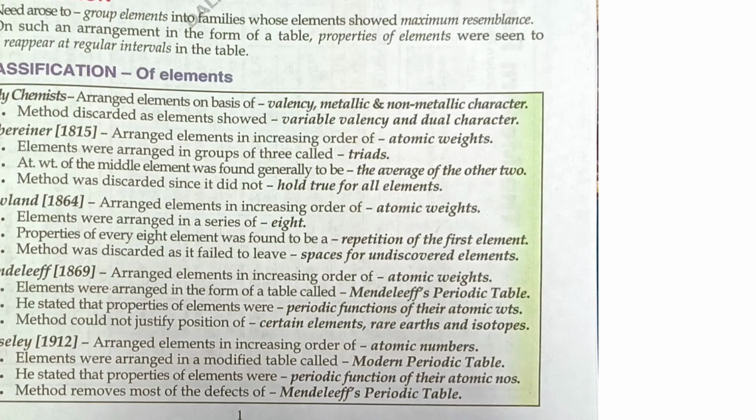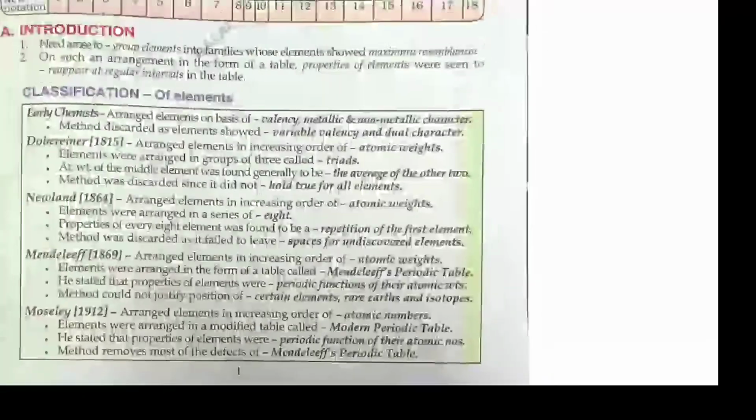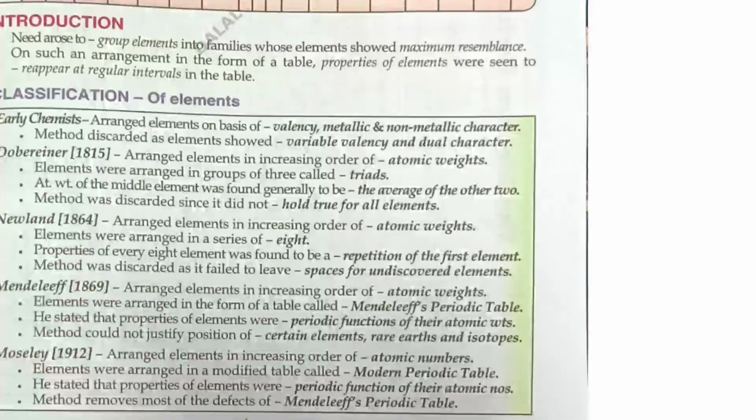Method was discarded as it failed to leave spaces for undiscovered elements. So there are too many limitations in Newlands' theory, and one of the limitations is that spaces for undiscovered elements were not there. Other limitations were also there, and that's why this theory failed. At the time of Newlands, 56 elements were known, and Newlands thought that no new elements would be discovered after that, and that's why no empty spaces were kept in Newlands' periodic table.